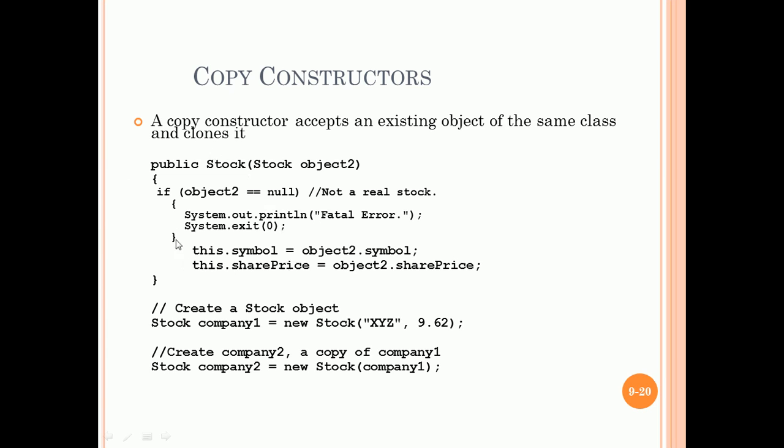This is called the copy constructor, and this is usually part of all the classes that you create. From now on, in all the classes that you create in your code, along with default and argument constructors, you have to include this copy constructor also.